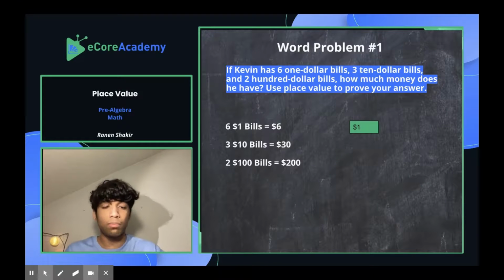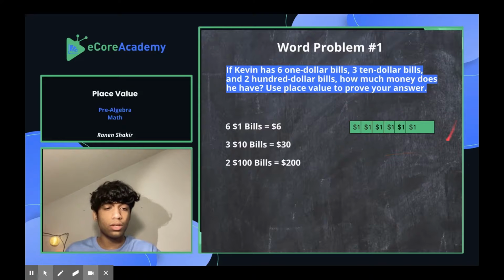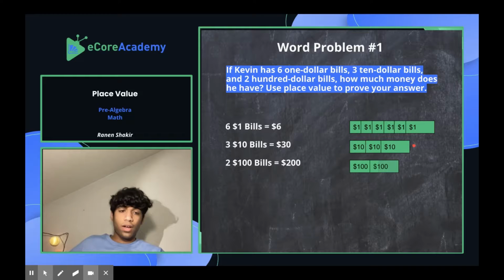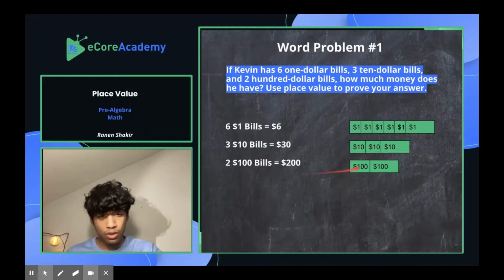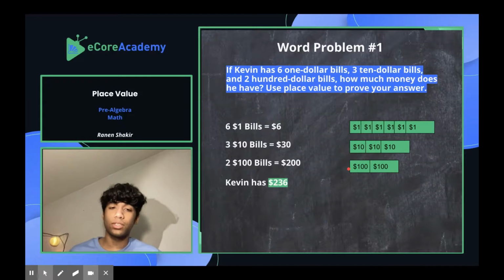Let's visualize this with a picture. So if he has 6 $1 bills, he has 1, 2, 3, 4, 5, 6. These are 6 $1 bills. And if we have 3 $10 bills, which is $30. So as of right now, we have $30 right here and $6 right here. So that's $36. And finally, we have the 2 $100 bills, which is $200. So in all, Kevin has $236.